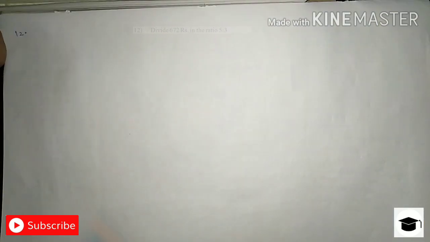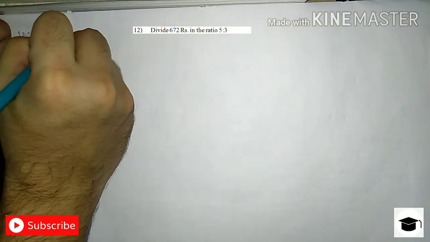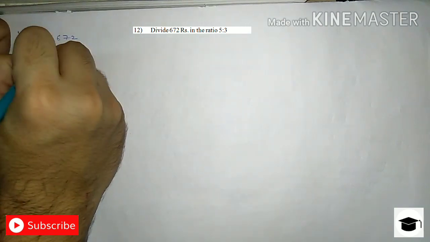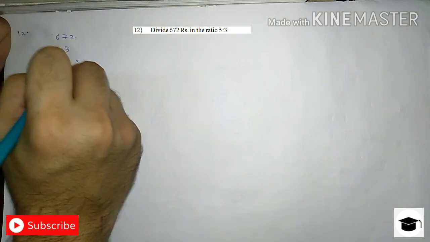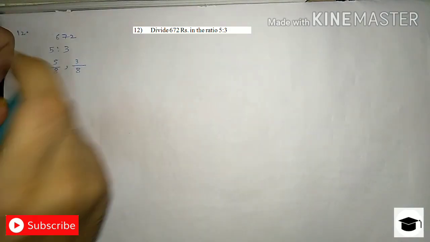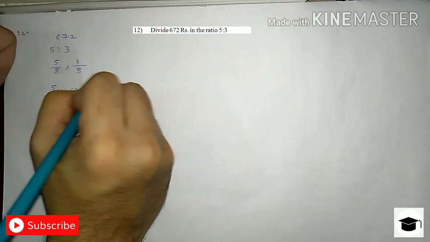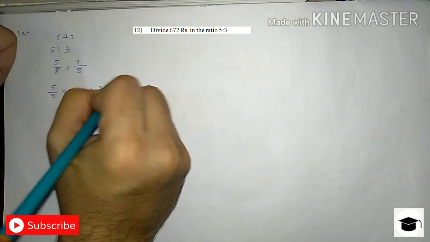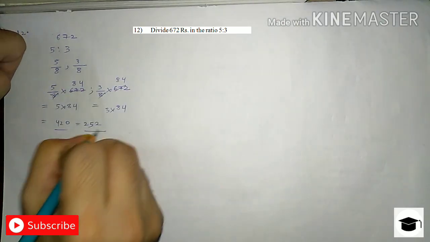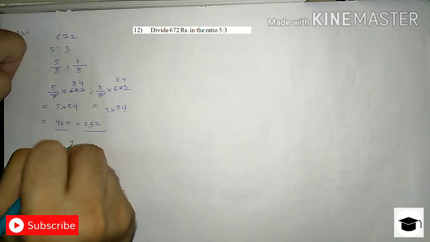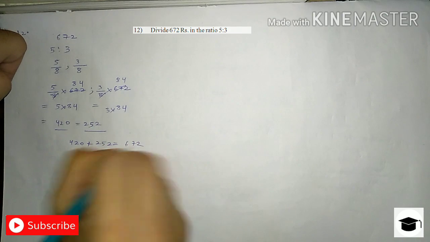Next question. Divide rupees 672 in the ratio of 5 is to 3. So total rupees is 672. You have to divide it in the ratio of 5 is to 3. So total part is 8 and one part is 5 by 8 and another part is 3 by 8. So one part is 5 by 8 into 672 and another part is 3 by 8 into 672. Very basic questions. Rupees 420 and rupees 252. 420 plus 252 equal to 672.